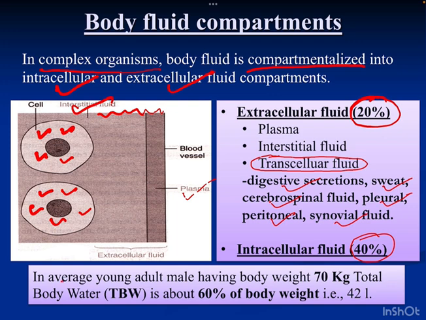In an average young adult male having a body weight of about 70 kg, the total body water is about 60% of body weight, which is 42 liters.